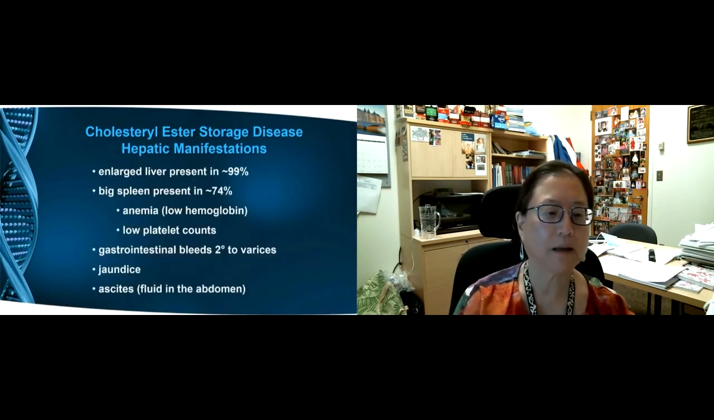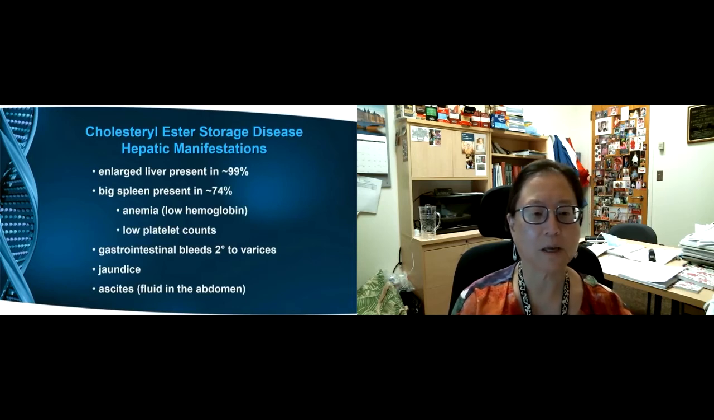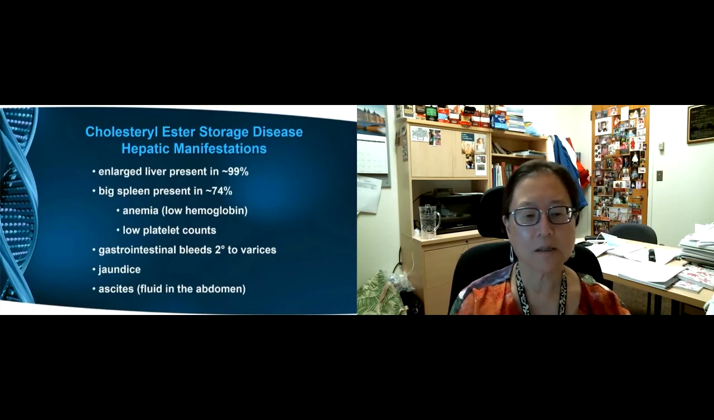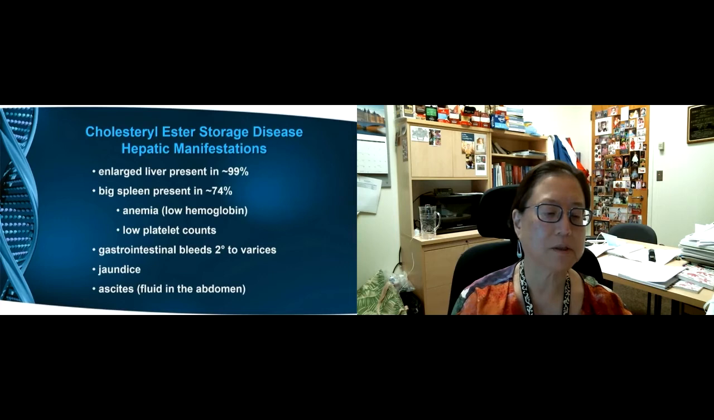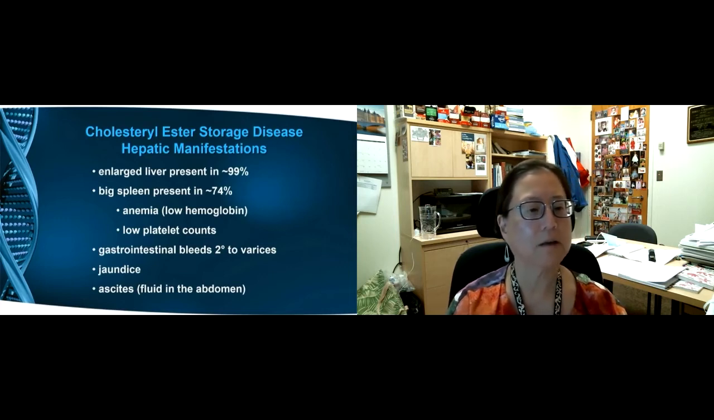In terms of the liver manifestations, most patients will present with an enlarged liver, and about 3/4 will also have a big spleen. They may be anemic, and they may have a low platelet count. Sometimes these patients can develop gastrointestinal bleeds secondary to esophageal or gastric varices as a result of scarring in the liver and portal hypertension. They may also have jaundice or may develop, as their liver disease progresses, ascites or fluid in the abdomen. Next slide.